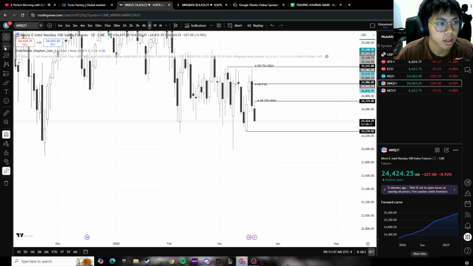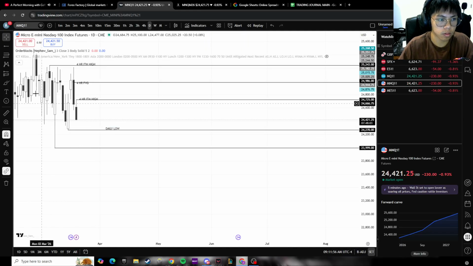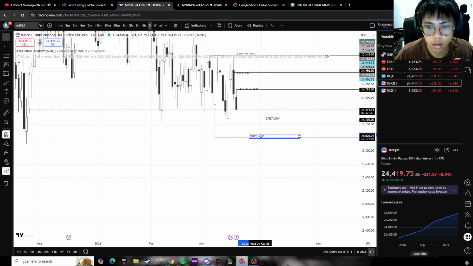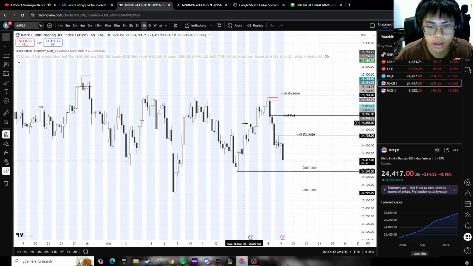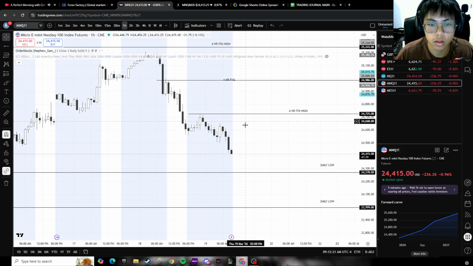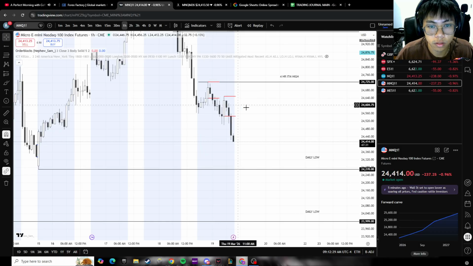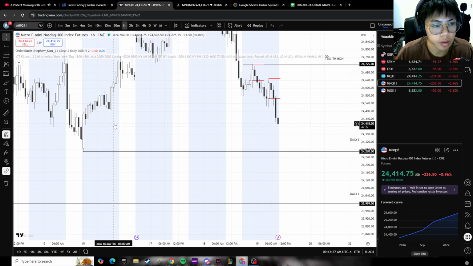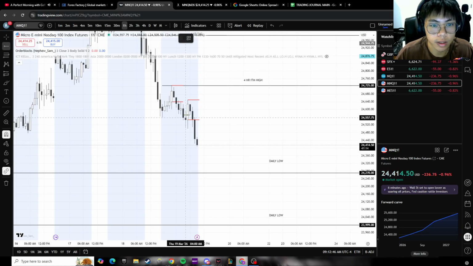I guess I can just mark out this too. Why not? Daily low. Daily low. Ideally, I would want to see us get out of this range, but you know how it is. I would want to see price respect this 1 hour for now, and then come into right here.